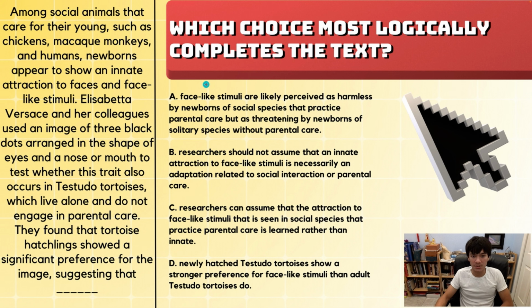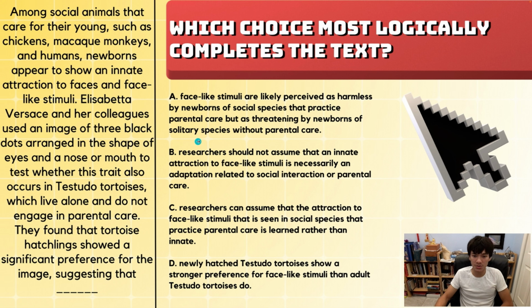Now, remember, this actually does not have to do with the idea of the article. The article is arguing that solitary species do show preference for facial images, even though they don't get raised by their parents, like social animals do. So we know that A would be incorrect.